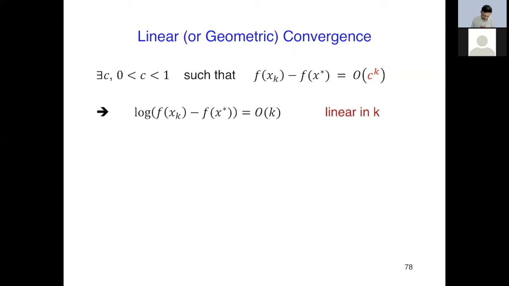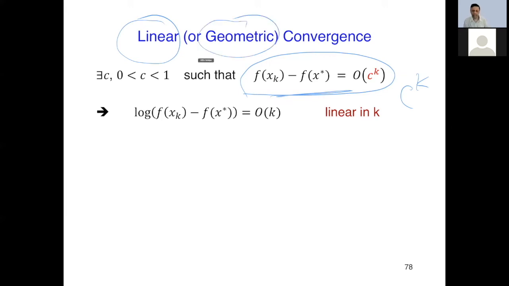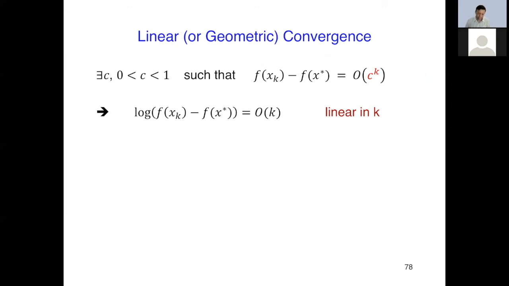Here is one possible outcome you find for some algorithms, where this gap is shrinking very rapidly. It's shrinking as c to the k, where c is a fraction. If c is a fraction, as k increases, c to the k goes to 0 very quickly. If this is what happens, then the convergence is said to be linear, or sometimes, depending on who you talk to, they might call it geometric, depending on the community. The reason it is said to be linear is that if you take the log of this, it is upper bounded by a linear function in k.